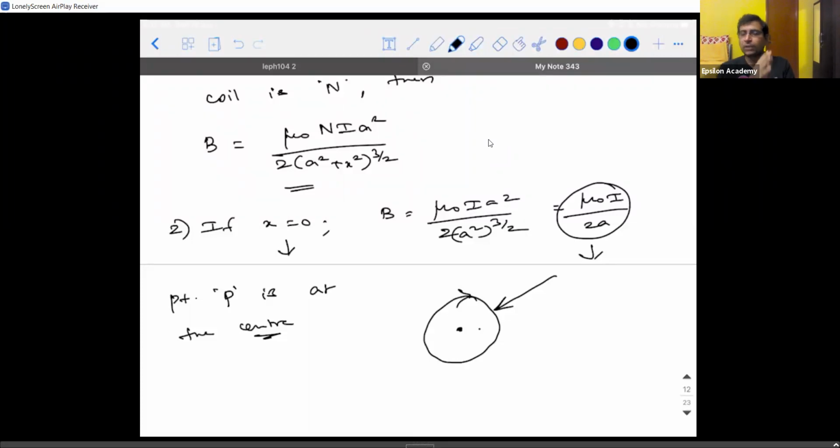Say somebody asks you what is the magnetic field due to a circular coil at its center, it is simply mu naught I divided by 2A, where A stands for the radius of the circular portion. Clear? So that is all with respect to the magnetic field due to a circular coil on the axis and at the center. Now we will do some problems.